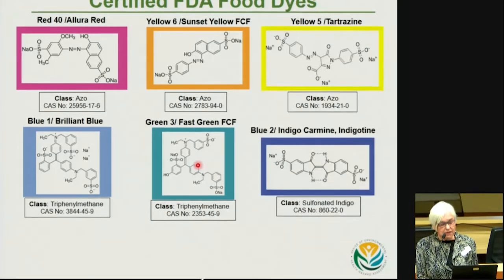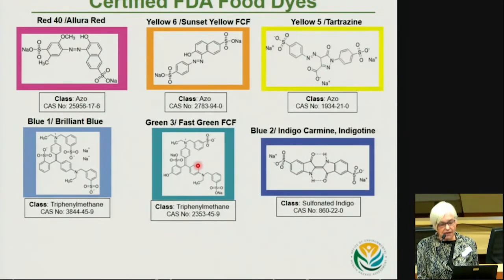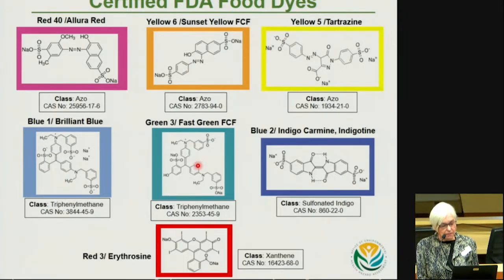Blue 2 is a derivative of indigo, which is the dye that's used to color blue jeans. And red 3 is a derivative of fluorescein, which is a very widely used dye. So there's some common structural properties. Most dyes are also sulfonated. They have a sulfur group here that promotes their solubility, and so this is a place where chemical reactions can happen for most of them, all except erythrosine.